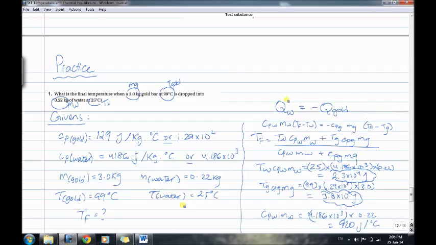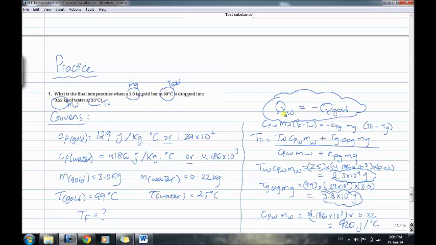Now, as you can see here, we have known this before. We said that this is the energy absorbed, and this is the energy released. So Cp, which is the specific heat of water, times the mass of the water, and then the difference in temperature. Here, negative the specific heat of the gold and the mass of the gold, and then we have the difference in temperature.